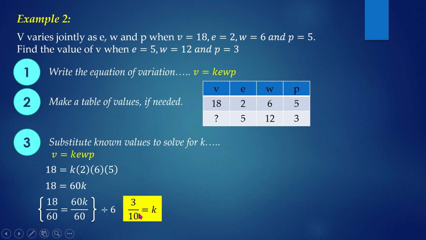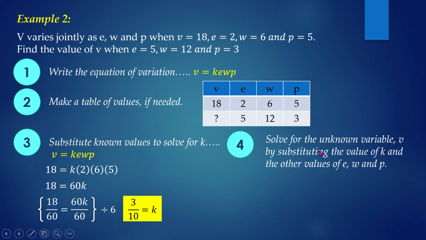Okay. So our final value of k is 3/10. Why is that? Let's divide 18 and 60 by 6. The divisor is 6. So how many 6s are in 18? 3. How many 6s are in 60? Ten. And this is the simplified answer already.